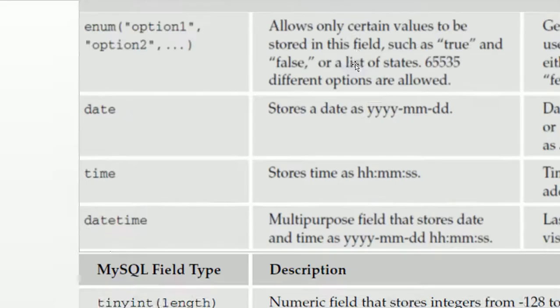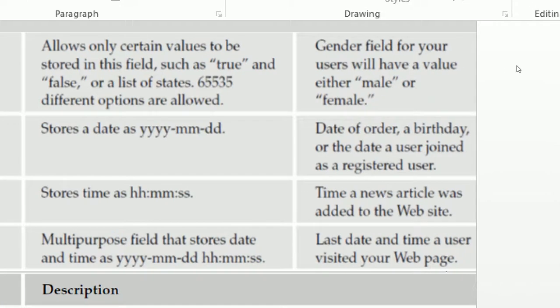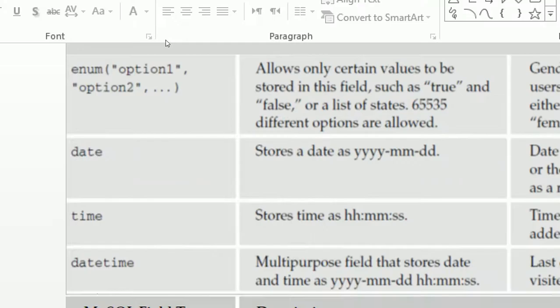The next data type is date. Date will store the data in the format of year, month, and then day. So you can use it for date of birth, date of joining, date of resign, like these things. Then there is one more data type, which is time. These are all data types in MySQL. Time will store the hours, minutes, and seconds.